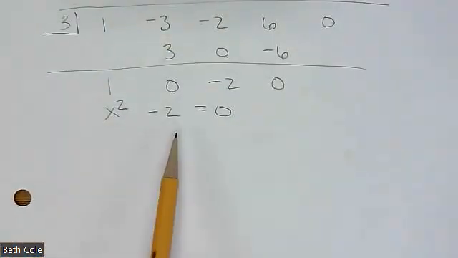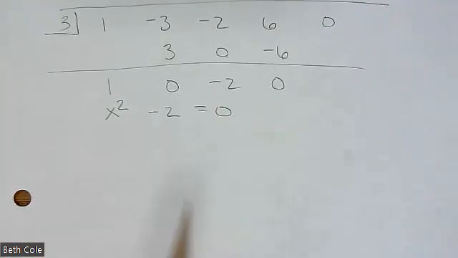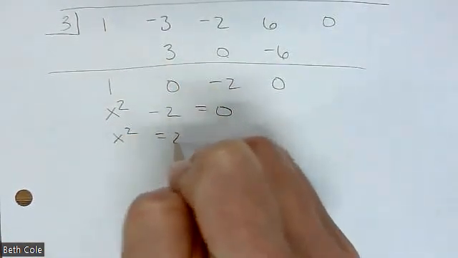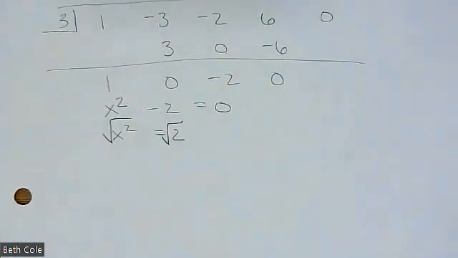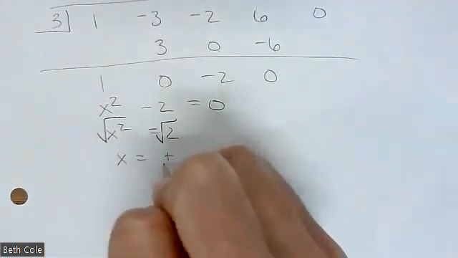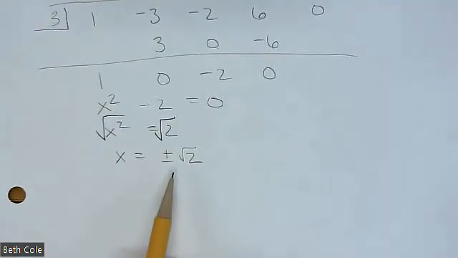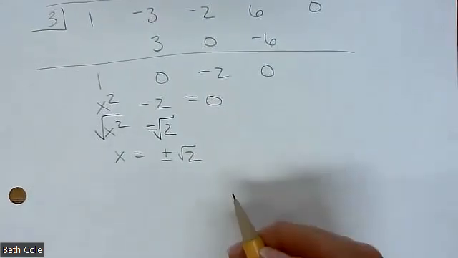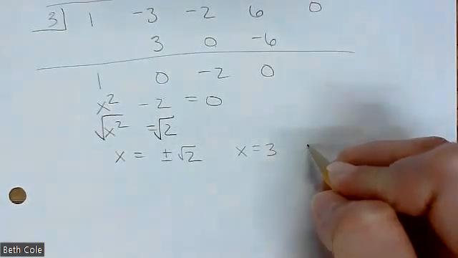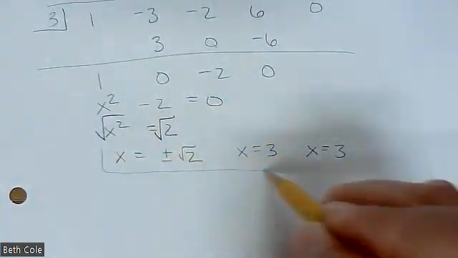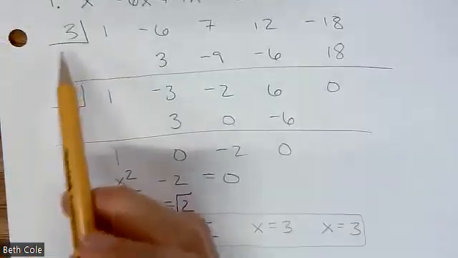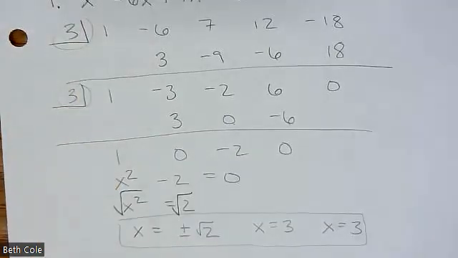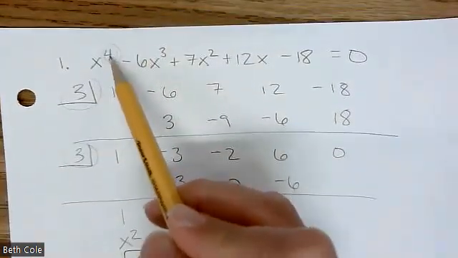So what would you do to solve that? Add 2 and then square root. So it will be plus and minus the square root of 2. That is 2 answers. We were supposed to have 4. So the other ones, 3. And good, you write it twice or you won't get your total of 4 answers. That's these 2 right here.